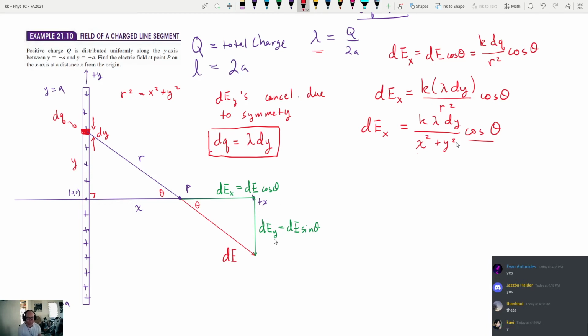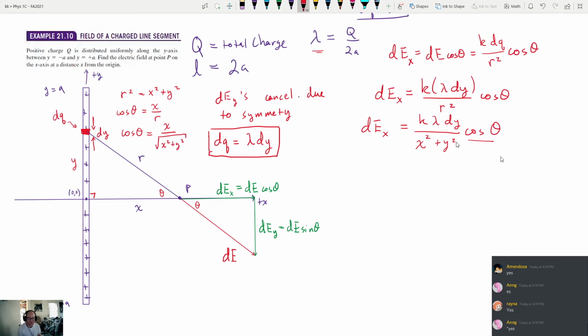The first thing we'll do is say, what is cosine theta equal to? If I look into this triangle right here, I would argue that cosine theta, maybe you can type the answer before I write it, or you can think it at least, is equal to x over r. Would you all agree? And that means that cosine theta is also equal to x divided by the square root of x squared plus y squared.